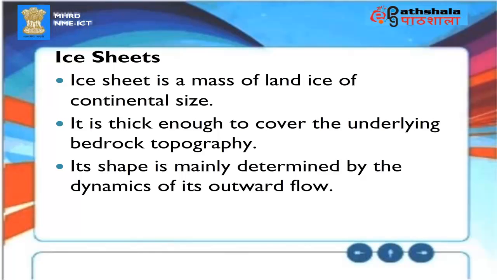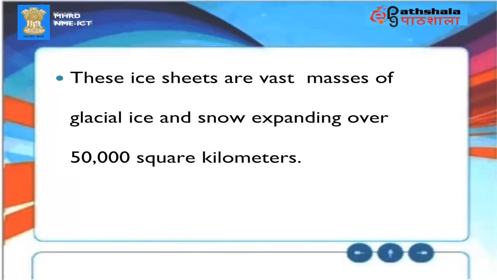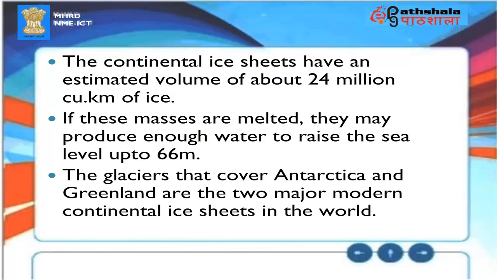Ice sheets. An ice sheet is a mass of land ice of continental size. It is thick enough to cover the underlying bedrock topography. Its shape is mainly determined by the dynamics of its outward flow. These ice sheets are vast masses of glacial ice and snow expanding over 50,000 square kilometers. The continental ice sheets have an estimated volume of about 24 million cubic kilometers of ice. If these masses are melted, they may produce enough water to raise the sea level up to 66 meters.